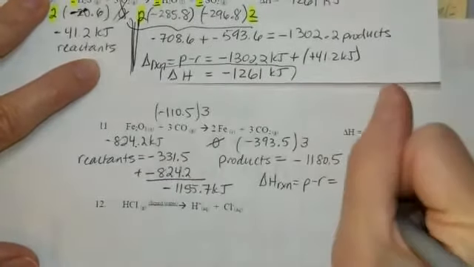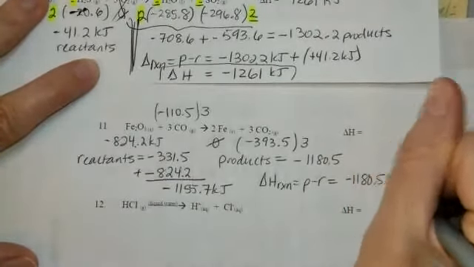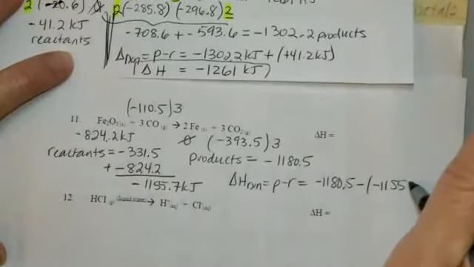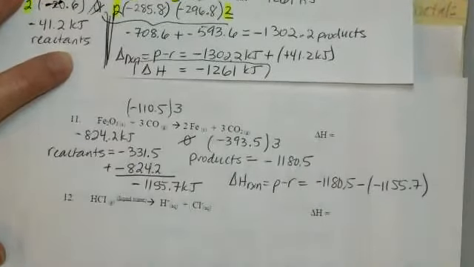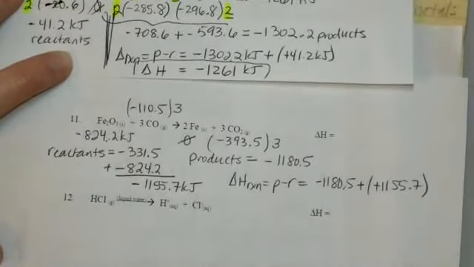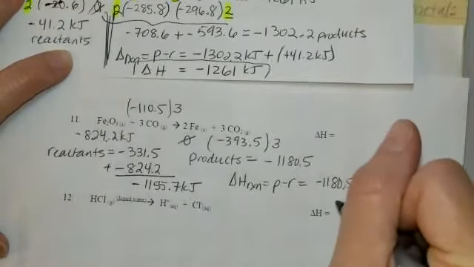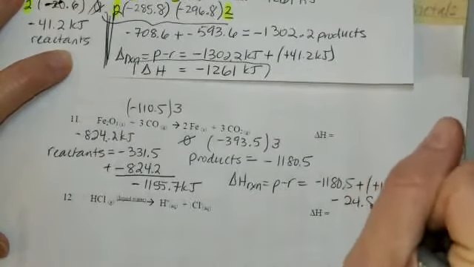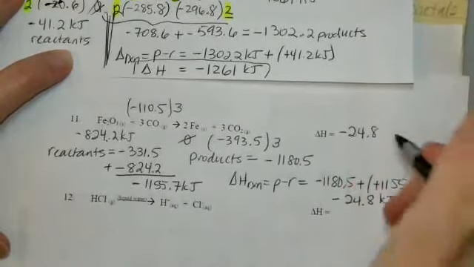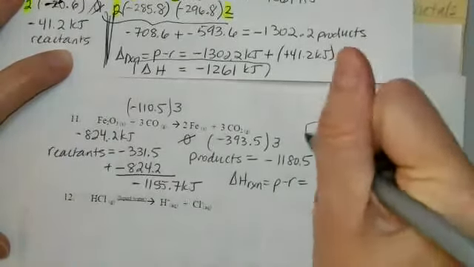So we're going to take that negative 1180.5 and minus a negative 1155.7. And that means it's going to become a positive. So minusing a negative, it's going to become a positive. So negative 1180.5 added to 1155.7, I get just slightly negative 24.8. So my delta H for this reaction is negative 24.8 kilojoules.